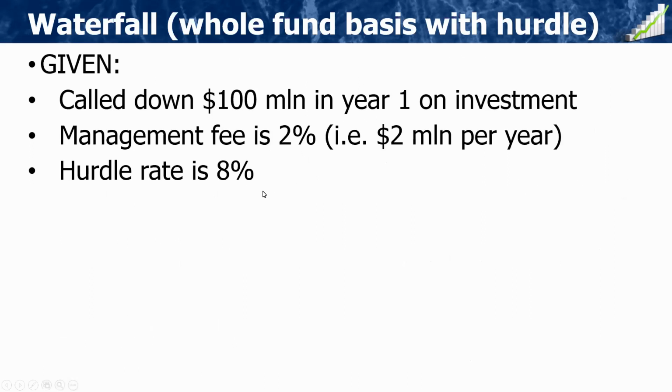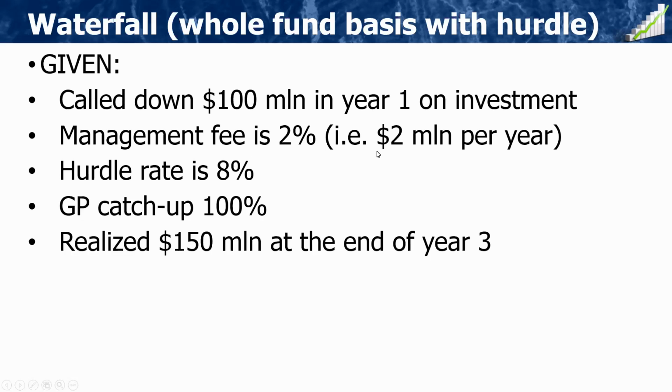But let's look at numbers. Same situation, called down 100 million in year one at the start of year one. Management fee is the same, but the hurdle rate is 8%. GP catch up is 100%. When you see GP catch up of 100%, that's the easiest situation. It's when every next dollar goes to the general partner. In some situations, it might be less, but we will not consider that in this case. Realization is the same, 150 in 3 years.